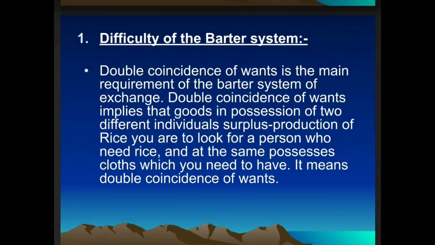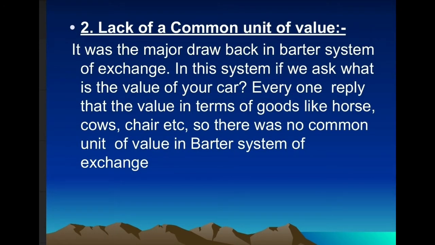Now let's learn the limitations of the barter system in detail. The first one is double coincidence of wants. Double coincidence of wants is the main requirement of the barter system of exchange. It implies that goods in possession of two different individuals are surplus. If you have surplus production of rice, you have to look for a person who needs rice and at the same time has the clothes which you need. It means double coincidence of wants. The second limitation of the barter system was lack of a common unit of value.